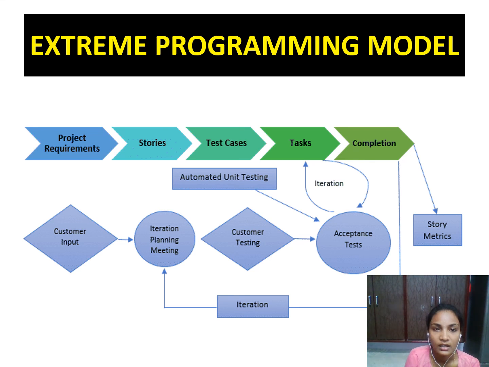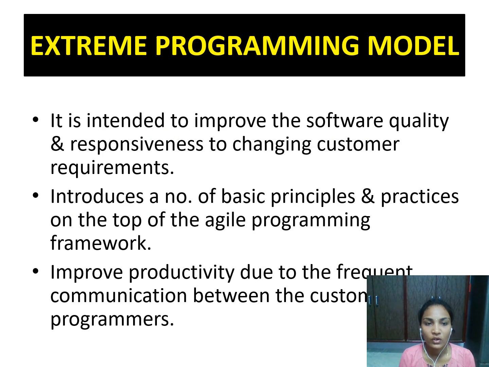Extreme programming model. The extreme programming model has 5 steps: project requirements, stories, test cases, tasks, and completion. It is intended to improve the software quality and responsiveness to changing customer requirements. It introduces a number of basic principles and practices on top of the agile programming framework. It improves productivity due to the frequent communication between the customer and the programmers.